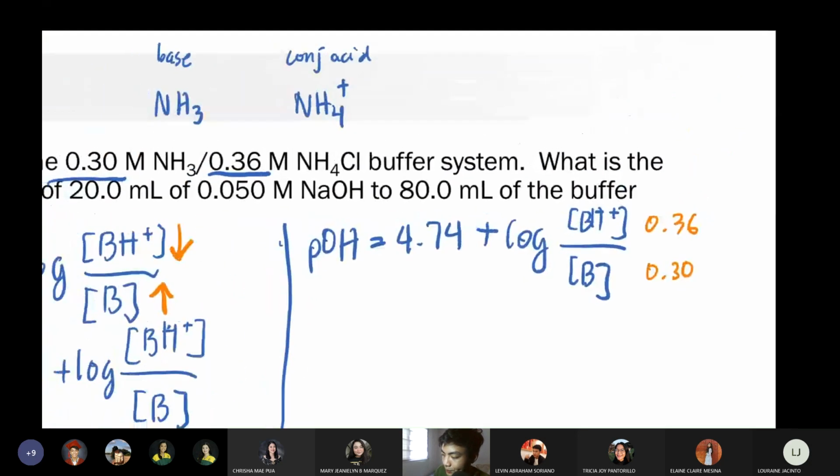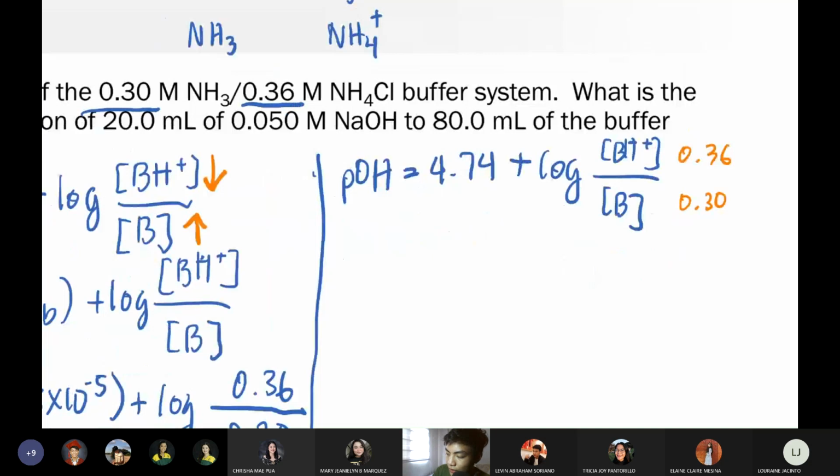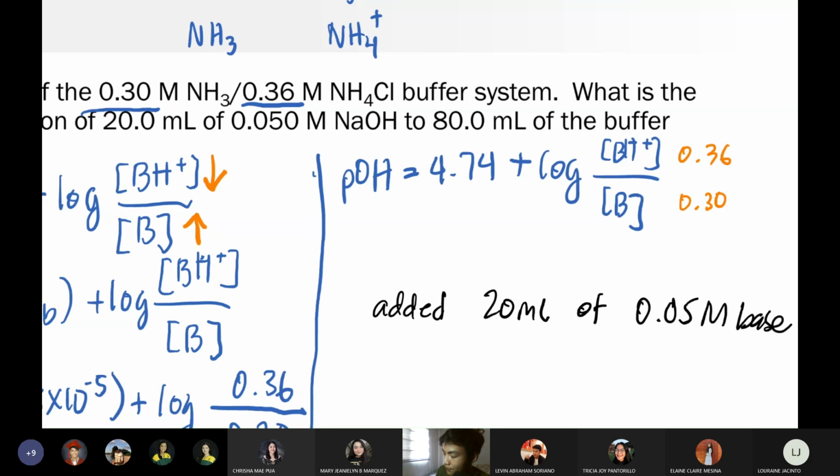Basahin natin nangyari sa problem. Naglagay tayo ng 20 ml of 0.05 molar ng base, no? So ibig sabihin niya, madadagdagan yung ating base at mababawasan yung ating acid. Pero, imagine, tignan nyo, 20 ml yung dinagdag natin. Yung ating buffer solution kanina, 80 ml daw. So what will happen when we add 20 ml of solution sa 80 ml solution?